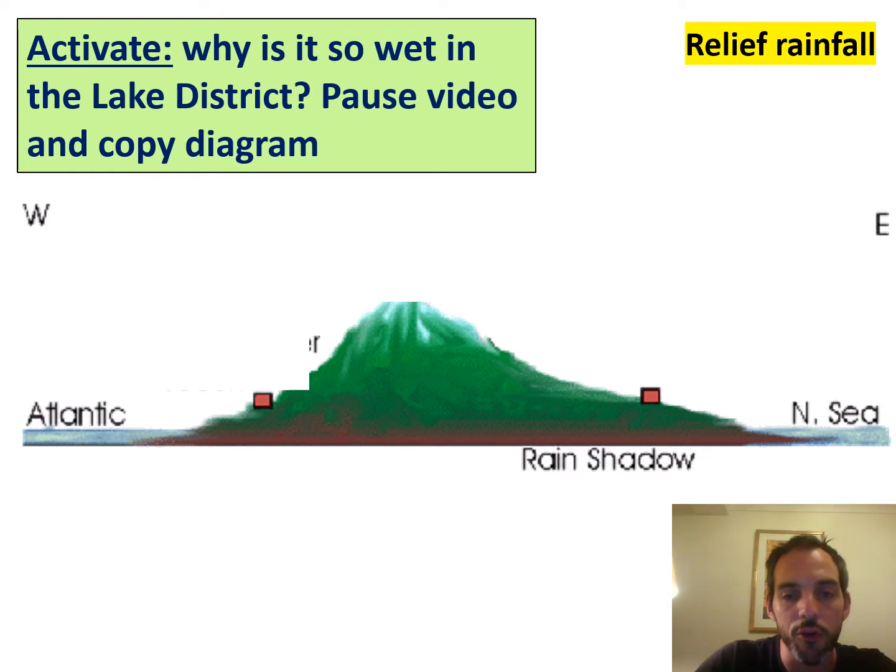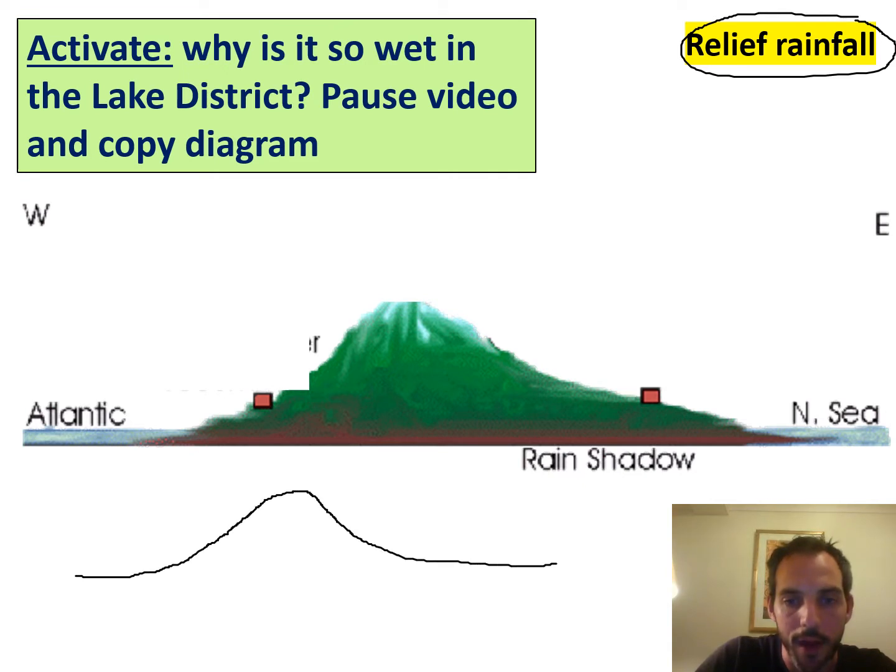I'd like you to draw this neatly in your book, so I'm going to model it for you. We want to understand why it's so wet in the Lake District. First off, write that as a subtitle, relief rainfall. And then I simply want you to copy this diagram here. But it needs to be simple, and all it needs to be is that. That's the west, that's the east.